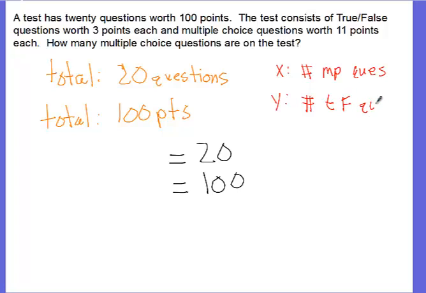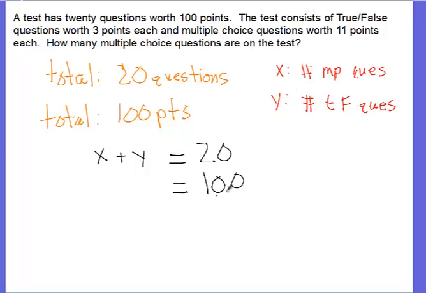True and false questions. Okay, so now what we have to do is build the rest of our equation. So we know that there's 20 questions total. And the way you find the total amount of questions on the test is you count up the number of multiple choice, count up the number of true and false, and you add them together. So x plus y equals 20.